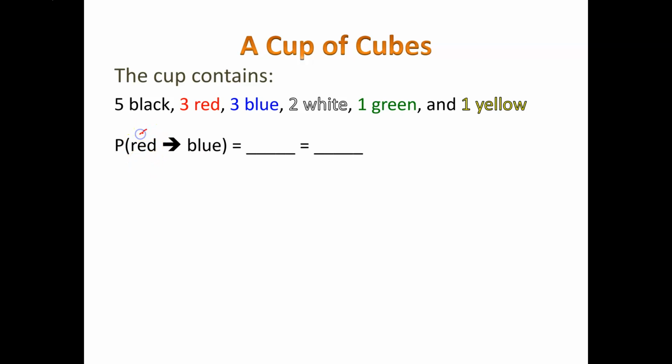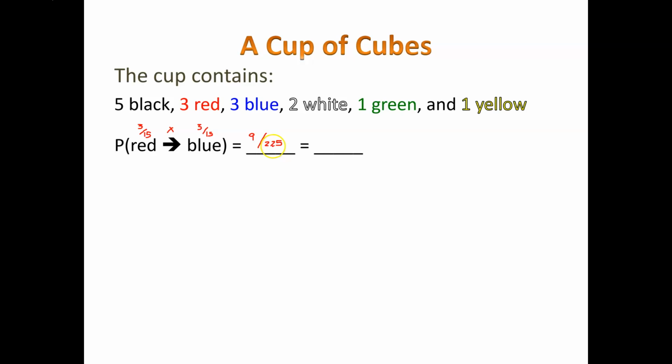Well, we know that there are 15 total marbles, and 3 of them are red. We know that there are 15 total marbles, and 3 of them are blue. So we have our two fractions, multiply them together. 3 times 3 across the top is 9. 15 times 15 across the bottom is 225. Now, both 9 and 225 can be simplified. They're both divisible by 9.